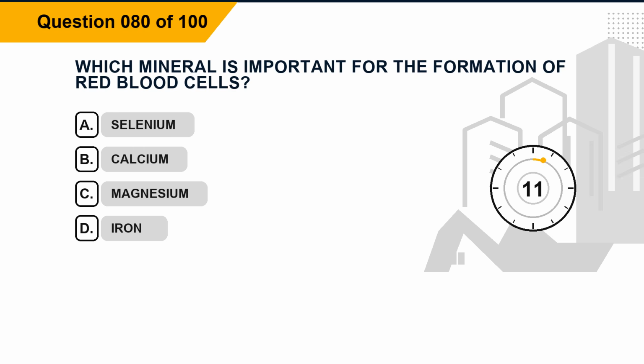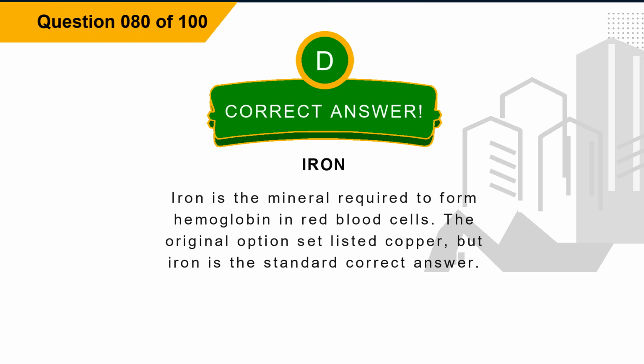Question 80. Which mineral is important for the formation of red blood cells? Option A, selenium. Option B, calcium. Option C, magnesium. Option D, iron. The correct answer is option D, iron. Explanation. Iron is the mineral required to form hemoglobin in red blood cells. The original option set listed copper, but iron is the standard correct answer.